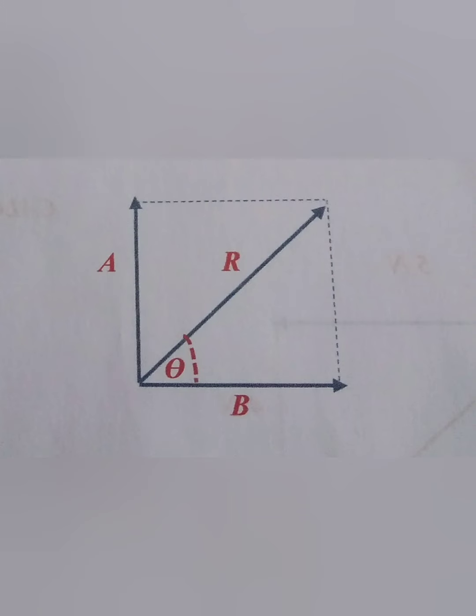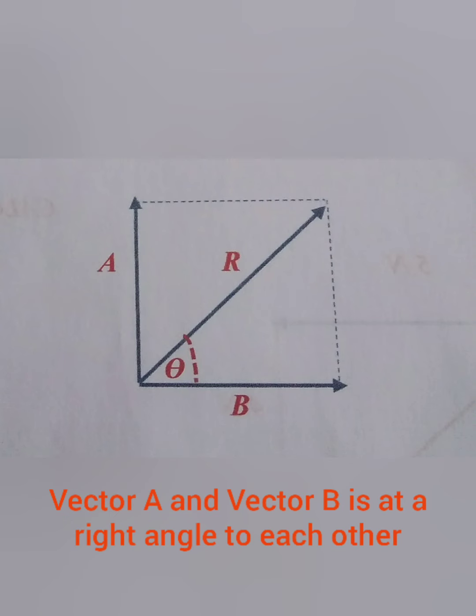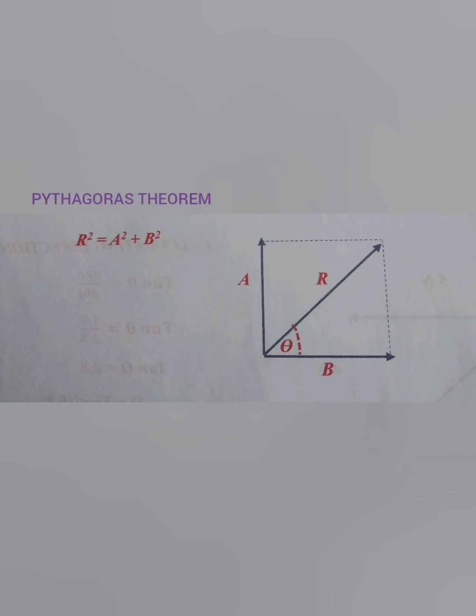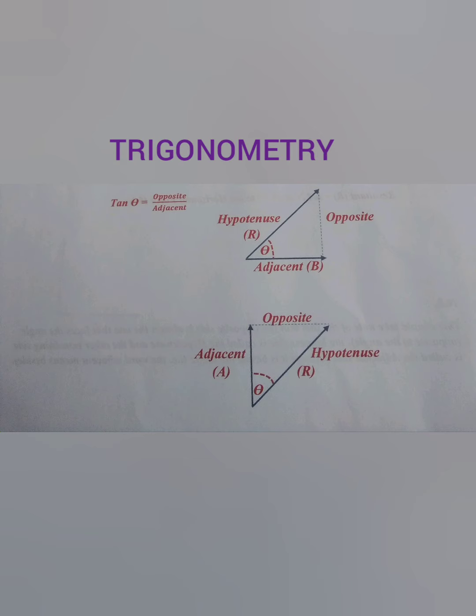One should also understand that not all vectors will act along the same line or even parallel to each other. Some of them will act at angles. So let us take a look at vectors that act perpendicular to each other. Whenever two vectors act at right angles to each other, the magnitude of the resultant is found using the Pythagoras theorem, and the direction of the resultant is found using trigonometry.